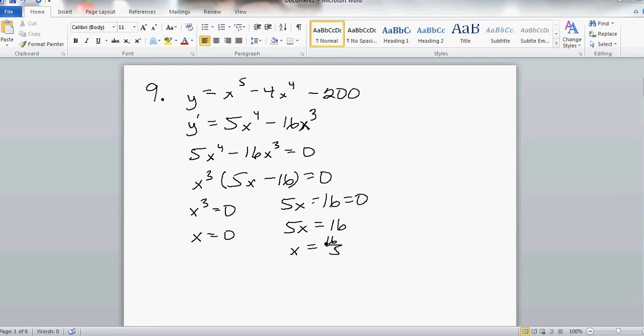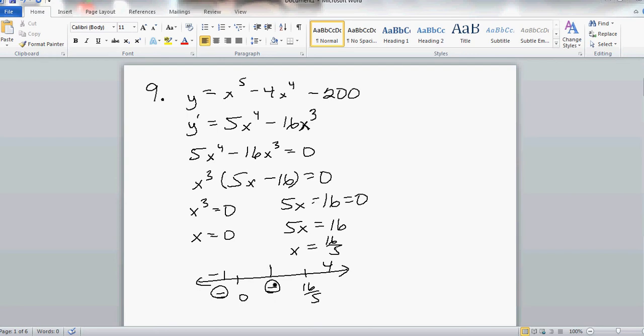Now this is where we start to run into problems. Since our potential maximums and minimums occur at either 0 or 16/5, we need to plug in some values. I'm going to plug in -1 there, 1 there, and let's see, 4 will work here. Plugging it into the original, -1 will be -1, minus 4 is -5, minus 200 is negative. We plug in +1. It's 1 minus 4, which is -3. -3 minus 200 is negative. So nothing really happens here at 0. Well, I mean, something happens, but not a maximum.